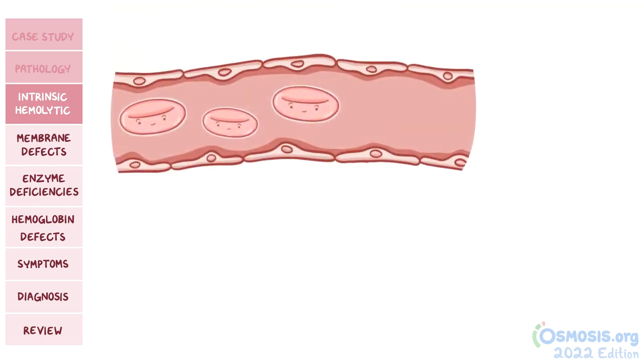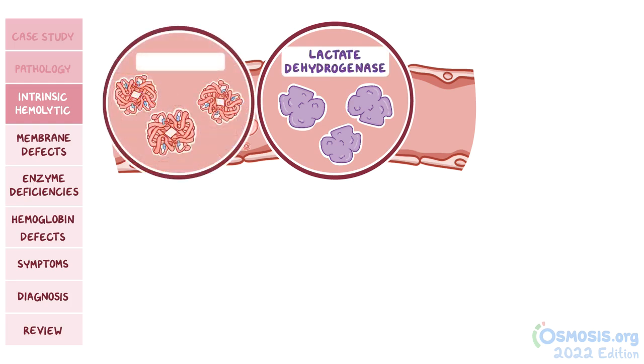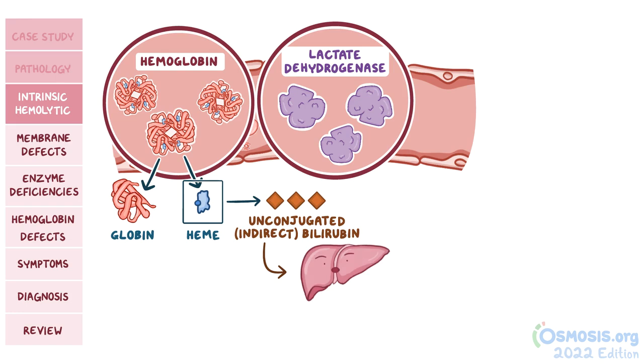Alright, now whenever there's RBC lysis, an intracellular enzyme called lactate dehydrogenase, or LDH, spills out directly into the plasma and builds up in the blood. Hemoglobin also spills out of the cell and breaks up into globin and heme. Heme is converted into unconjugated or indirect bilirubin, which is then taken up by the liver cells and eventually secreted out with bile.